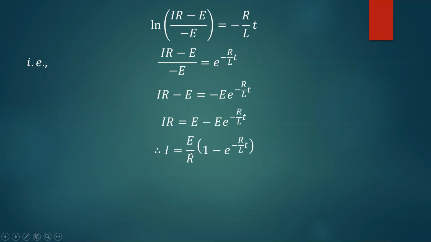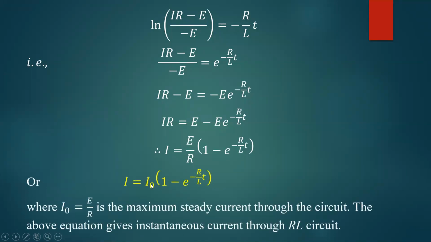V by R, voltage by resistance, is actually the maximum current, and we call it I naught. E by R is called I naught, where I naught is E by R. It is the maximum steady current through the circuit after a certain time.